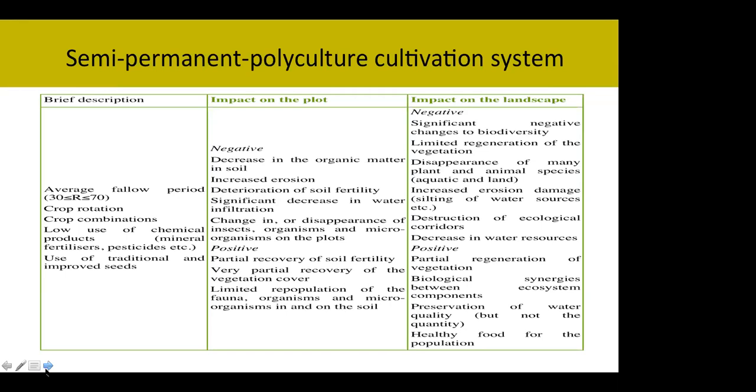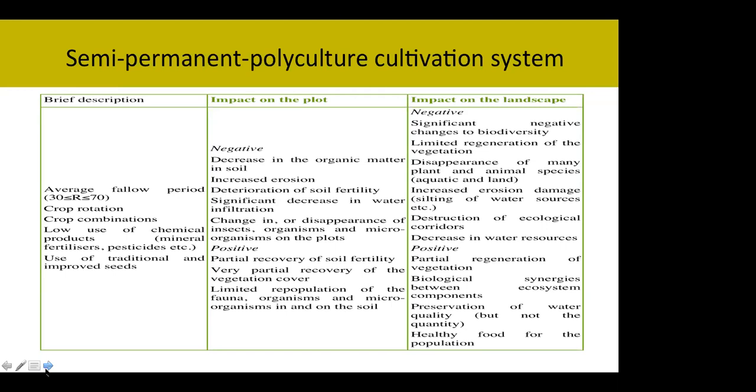The impact is there's decrease in the organic matter in the soil because now there's use of little mineral fertilizer and pesticide. Then there's increased erosion. There's deterioration of soil fertility in this type of system. There's significant decrease in water infiltration in this type of system also. There's change in or disappearance of insects because now you have started using chemical or mineral fertilizer and chemical products. So the microorganisms and the macroorganisms start disappearing.